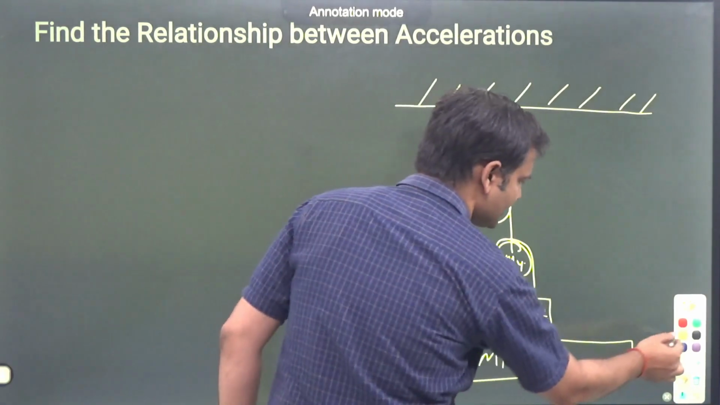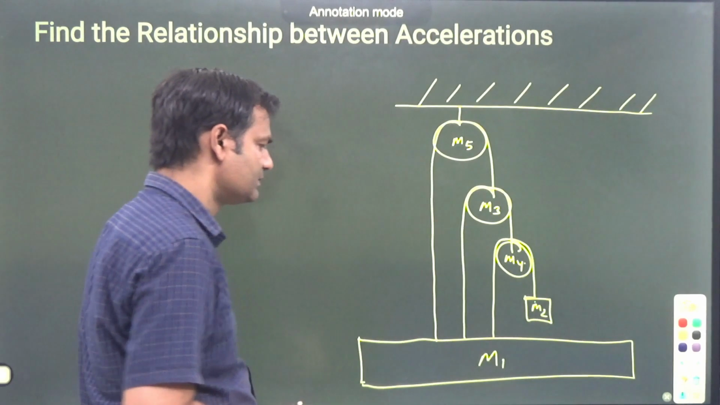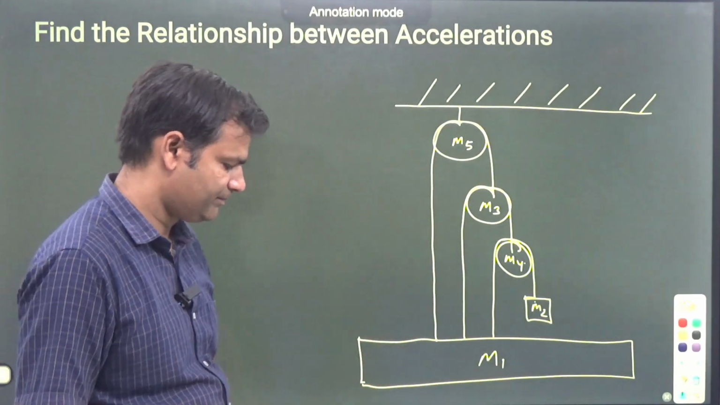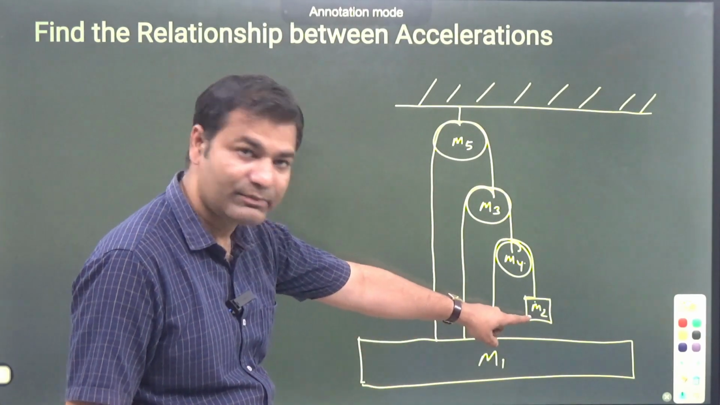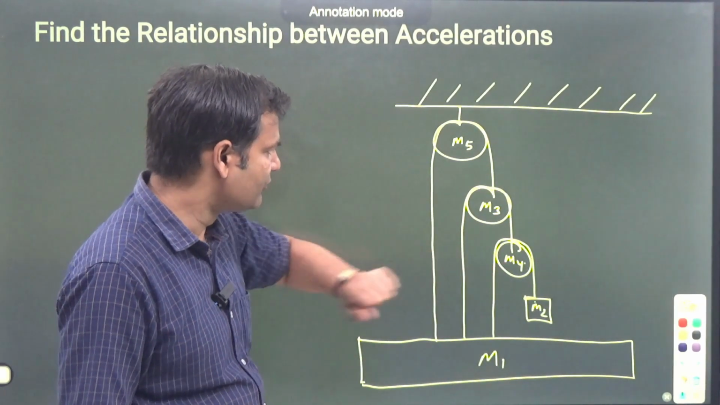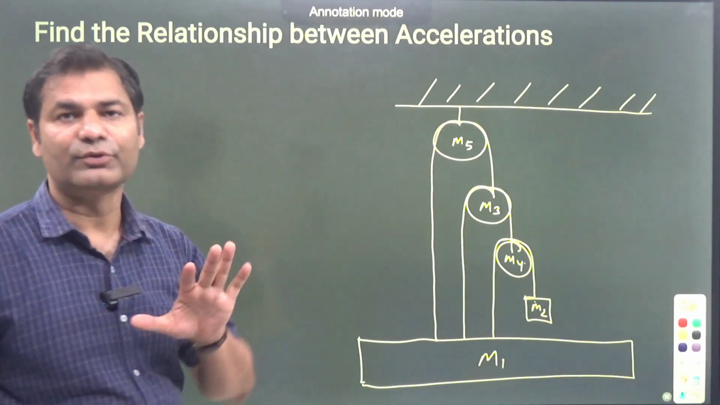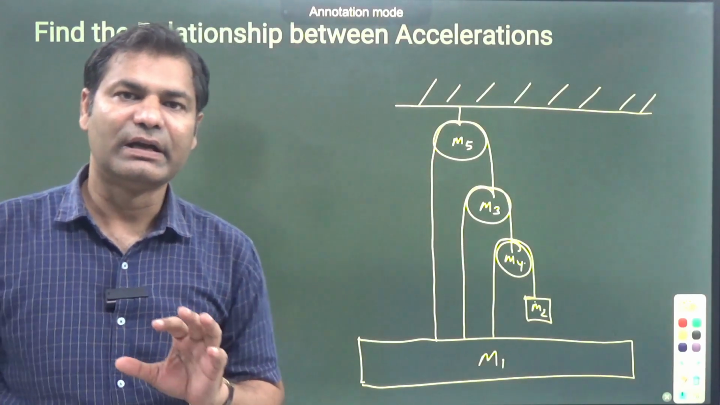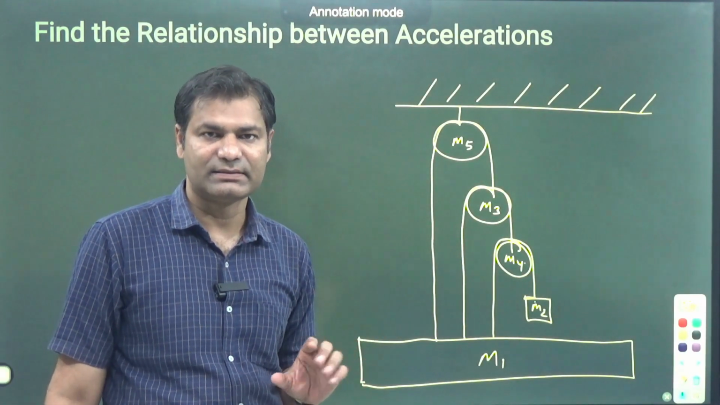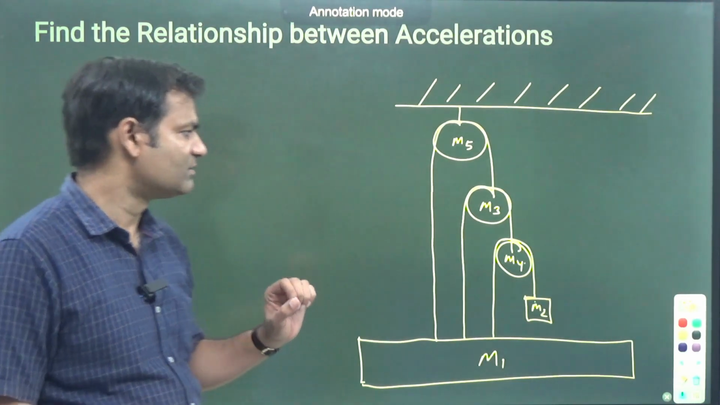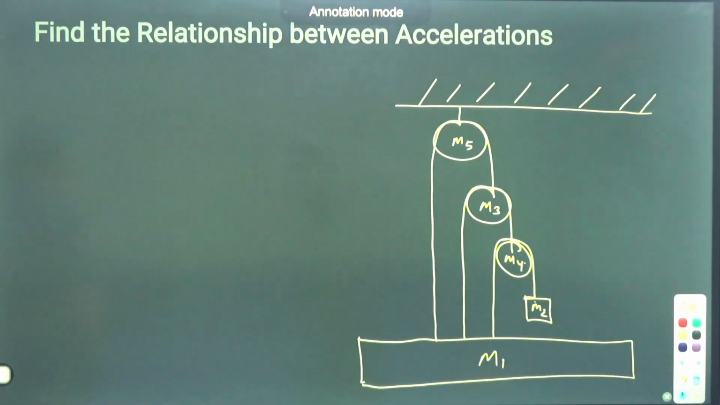So how can we do it? First of all, I know that I have focus here: mass M1, here mass M2, this pulley mass M4, this pulley mass M3, and this pulley mass M4. And what about the string? The strings are massless. We have considered that a string is massless. Clear or not? Okay. Now we focus on them one by one.